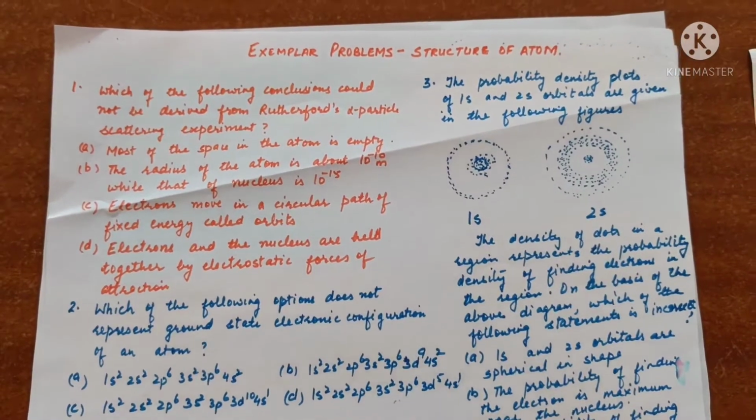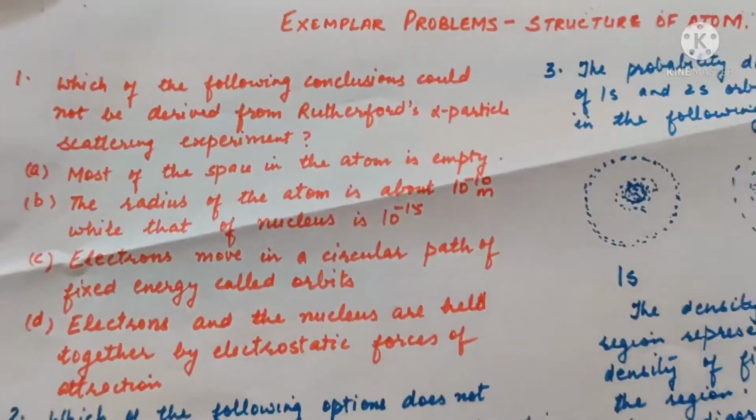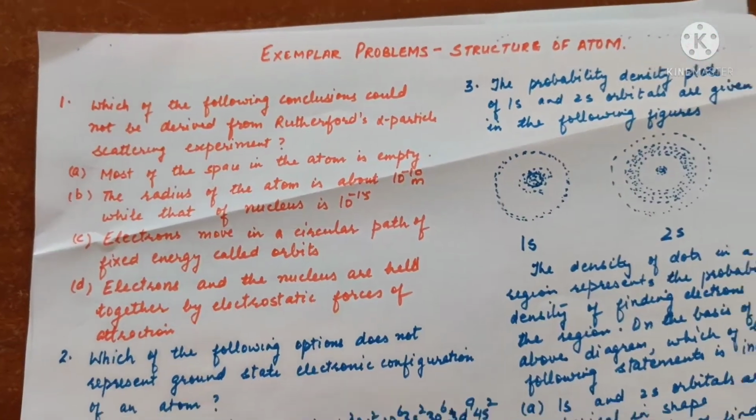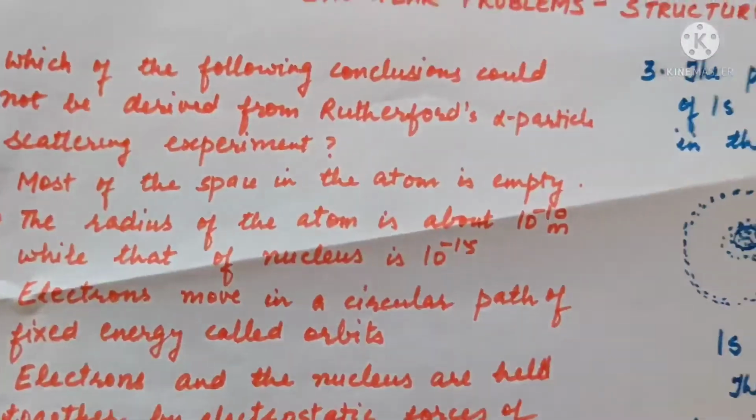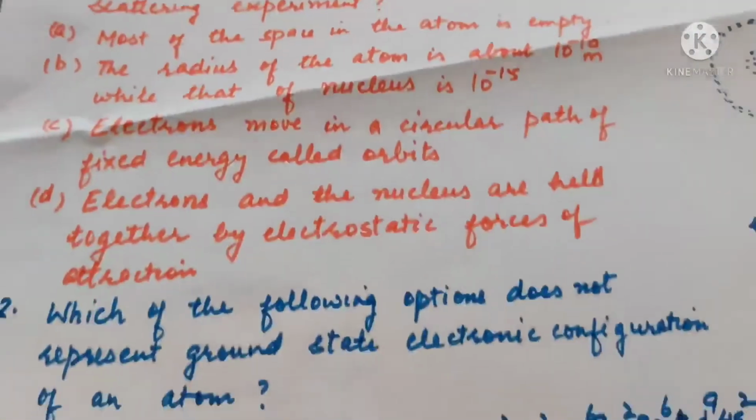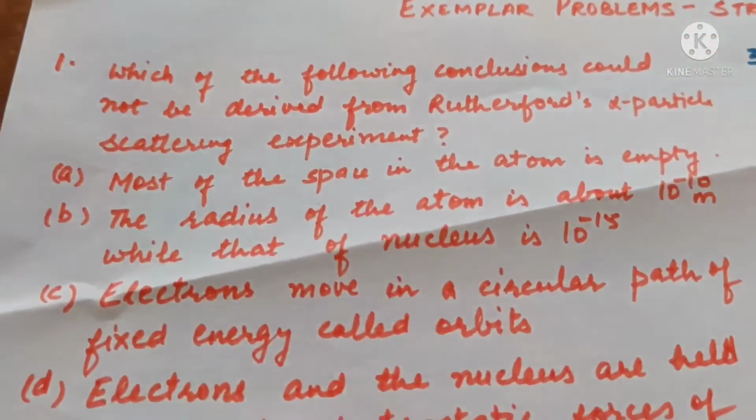Today we'll be doing exemplar problems on structure of atom. Which of the following conclusions could not be derived from the Rutherford's alpha particle scattering experiment?